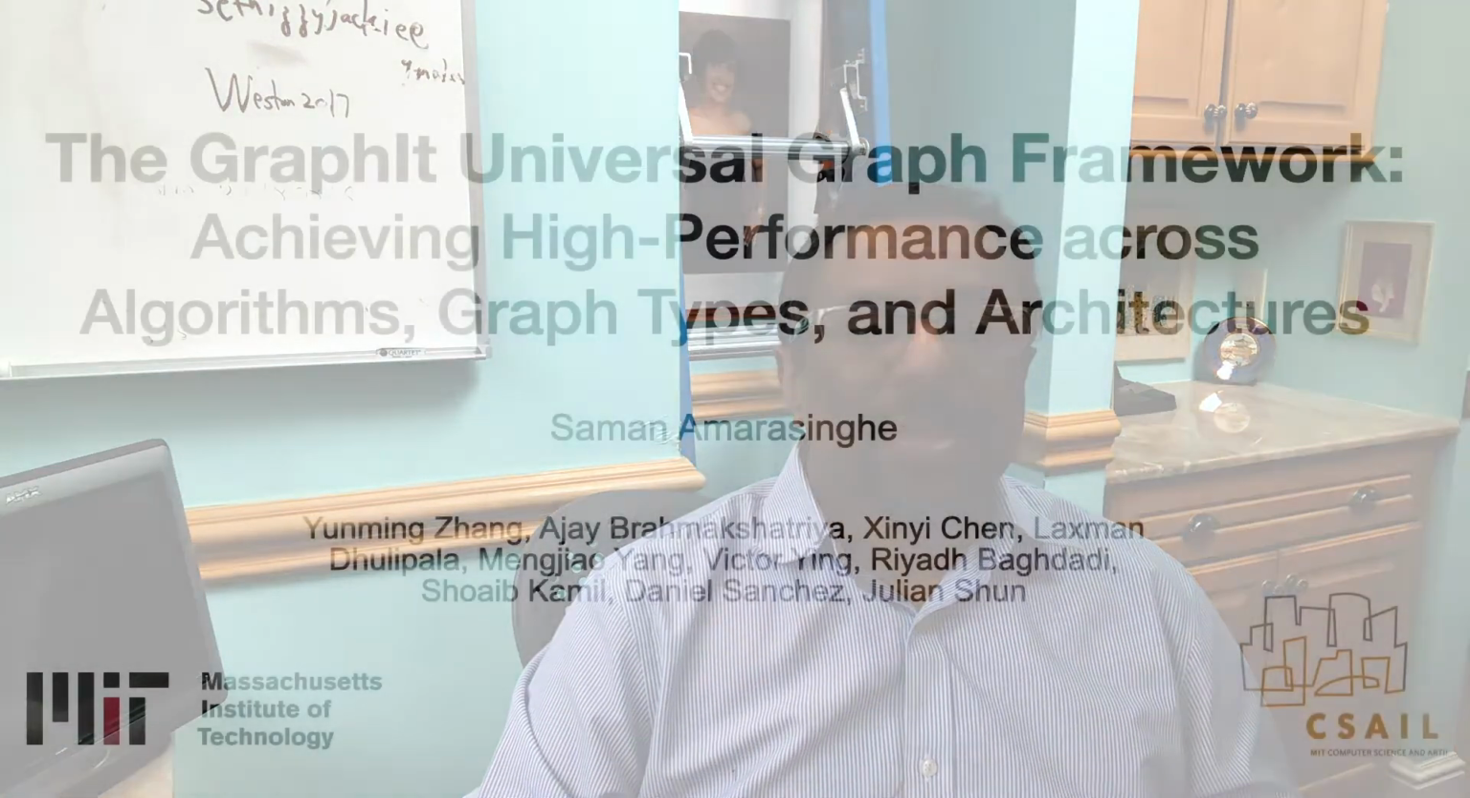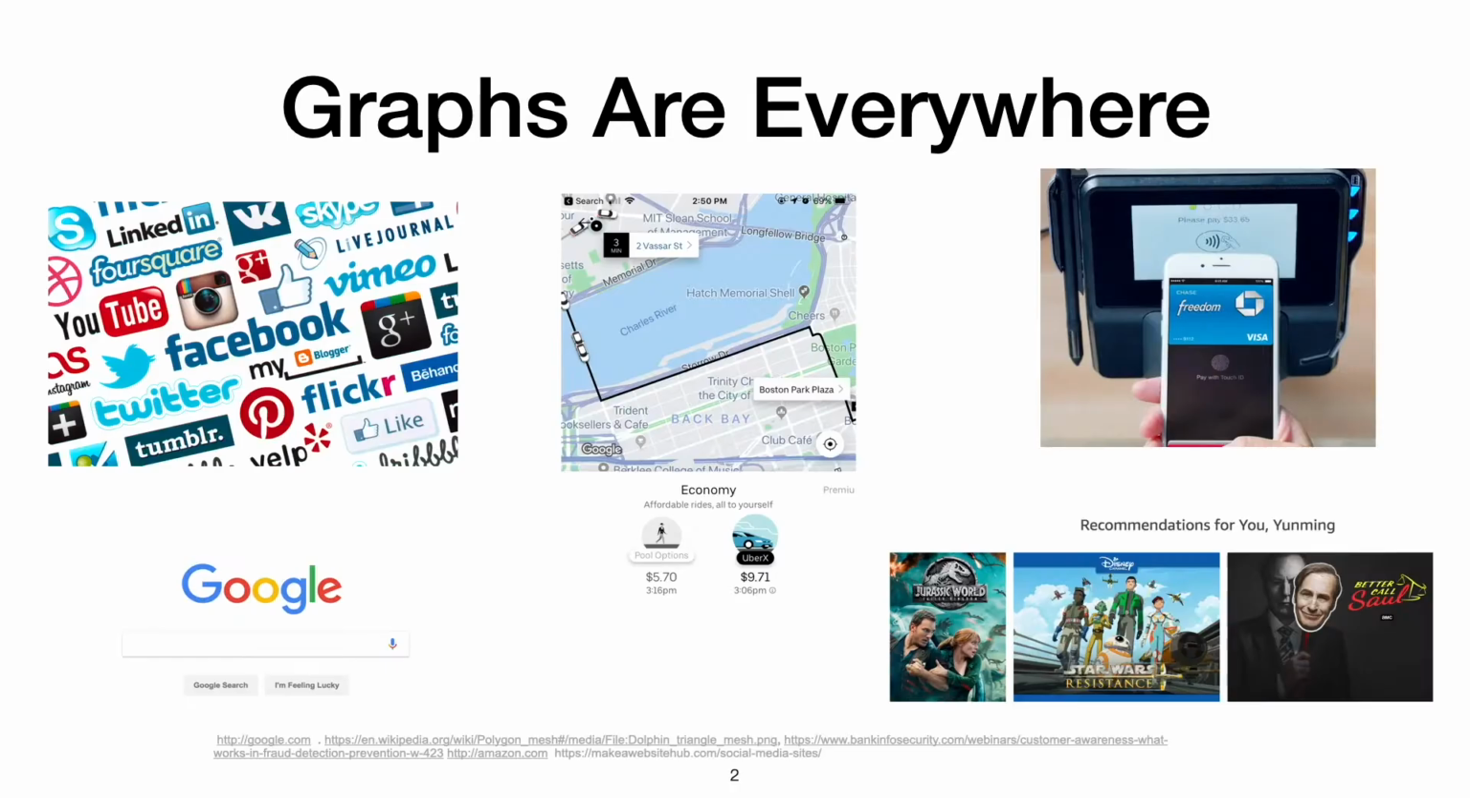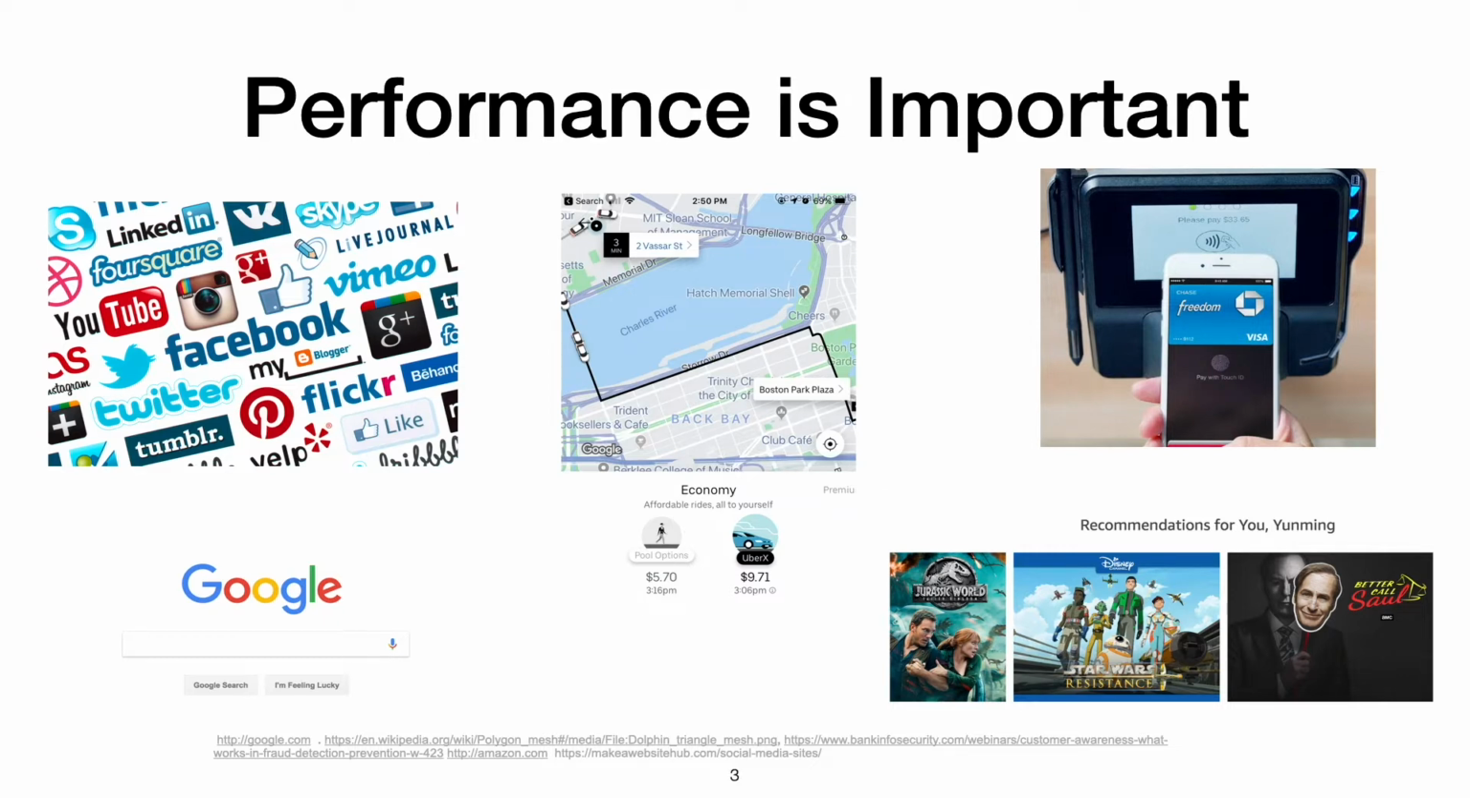Today, I'm going to talk to you about the GraphIt Universal Graph Framework, achieving high performance across algorithms, graph types, and architectures. As you know, graphs are everywhere. From social networks to ride-hailing apps to web search to even mobile payments, a lot of these applications are built on top of graphs. These graphs can be very large, and getting high performance is very important, either by processing billions of edges and nodes or having very tight latency requirements to do the processing.